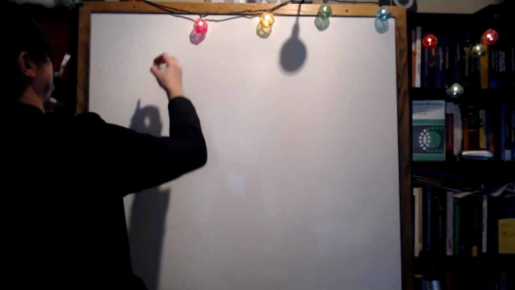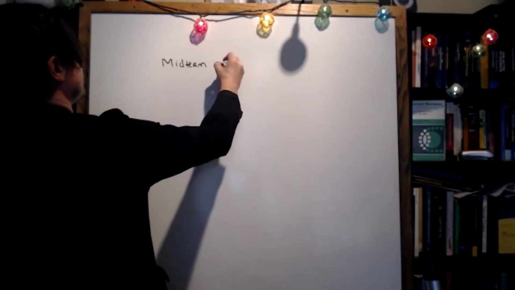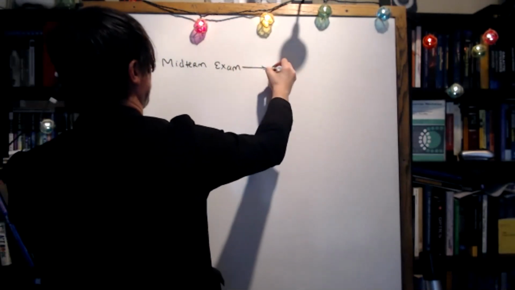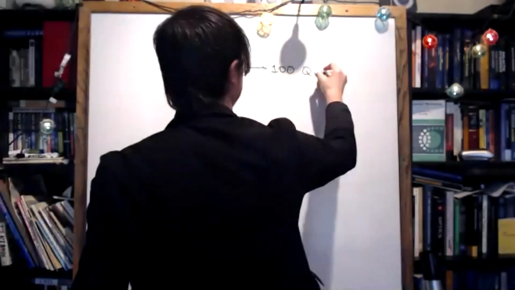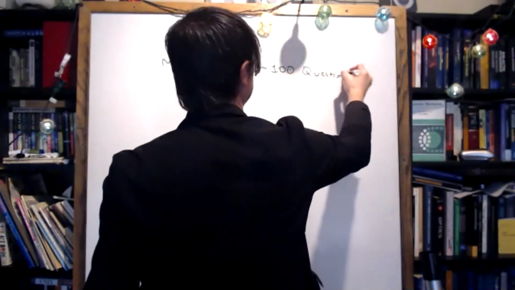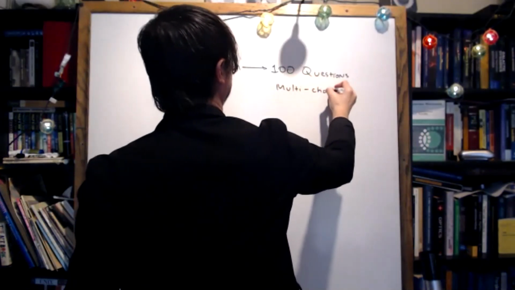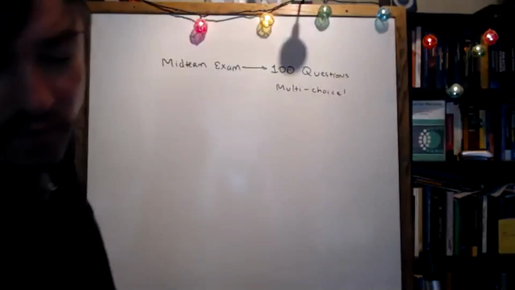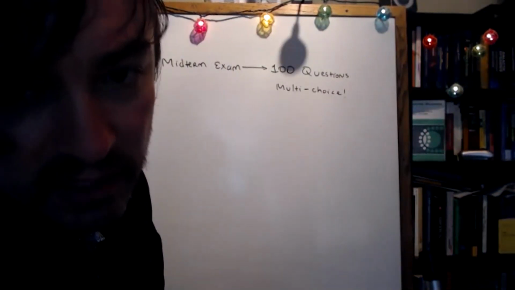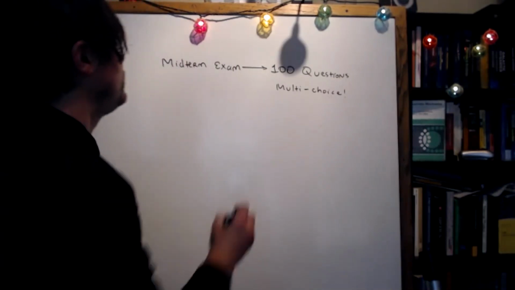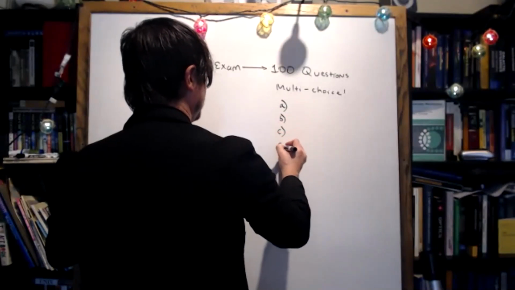So first of all, the midterm exam is going to be a whopping 100 questions, and the entire thing is multiple choice. But before Austin starts jumping up and jubilating to the heavens, remember that a multiple choice exam can be tricky, especially when there are 5 possible answers each time.